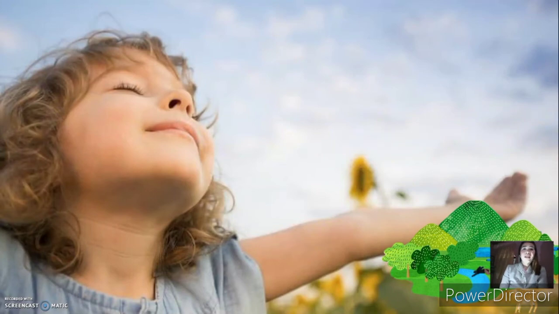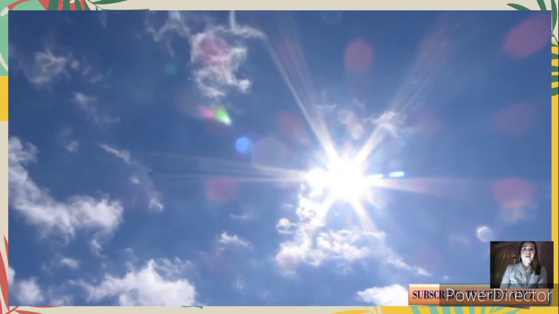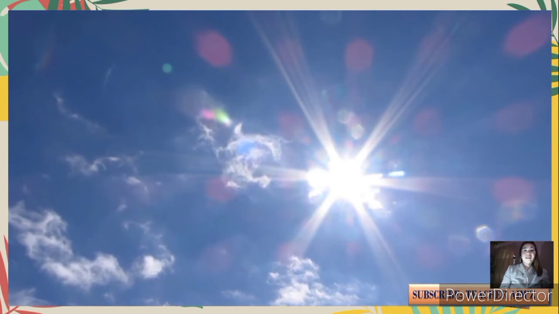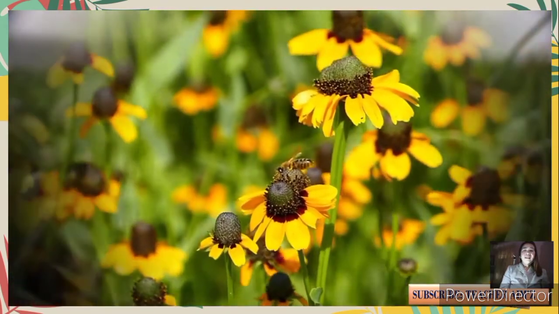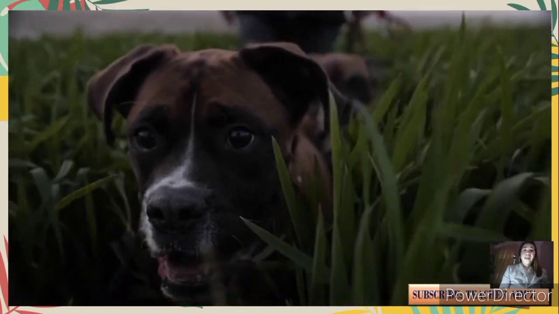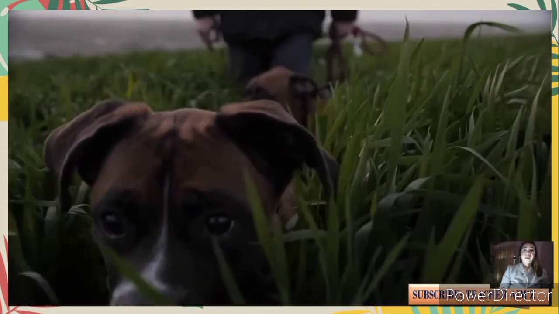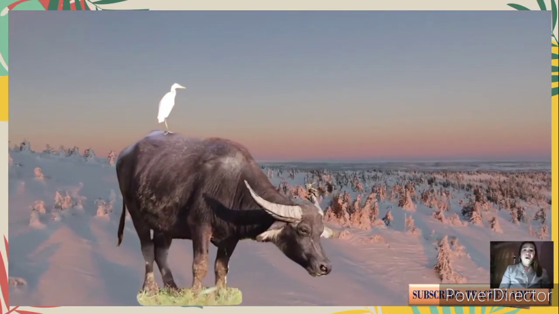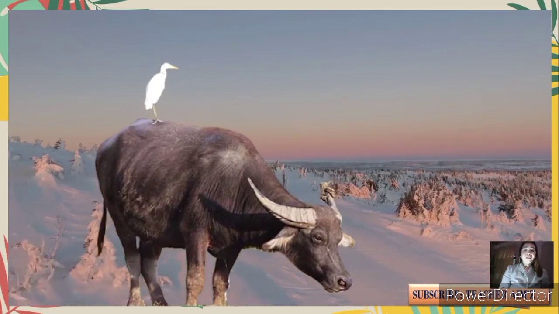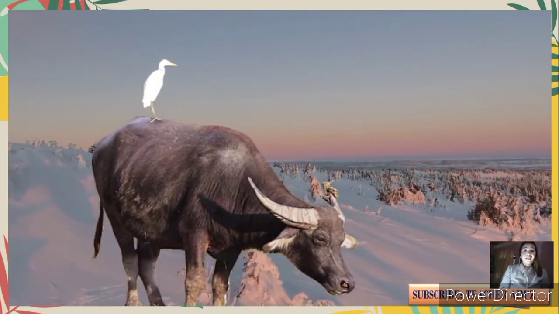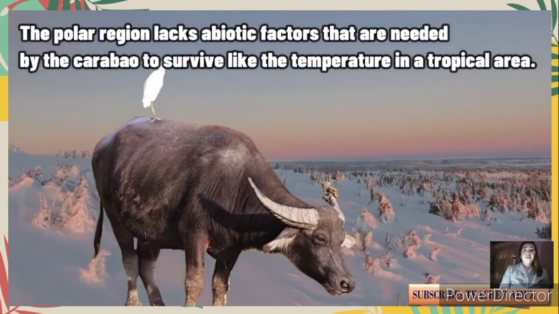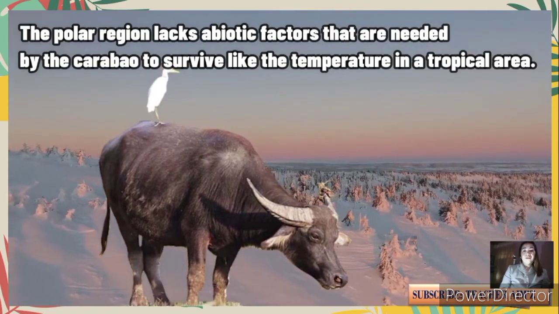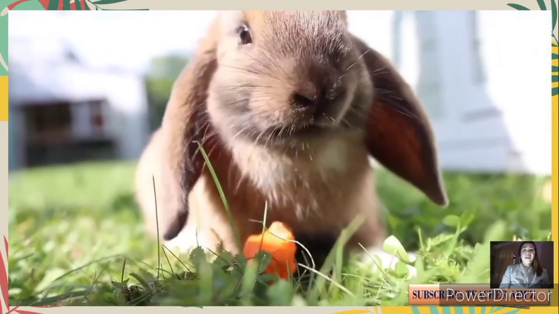The sun also plays an important role in the regulation of temperature. Temperature is important for the proper growth of plants as well as animals. All plants and animals survive between a minimum and maximum amount of temperature. Will a caribou survive in a polar region? If your answer is no, then you are right. It will never survive because the polar region lacks abiotic factors that are needed by the caribou to survive, like the temperature in a tropical area.